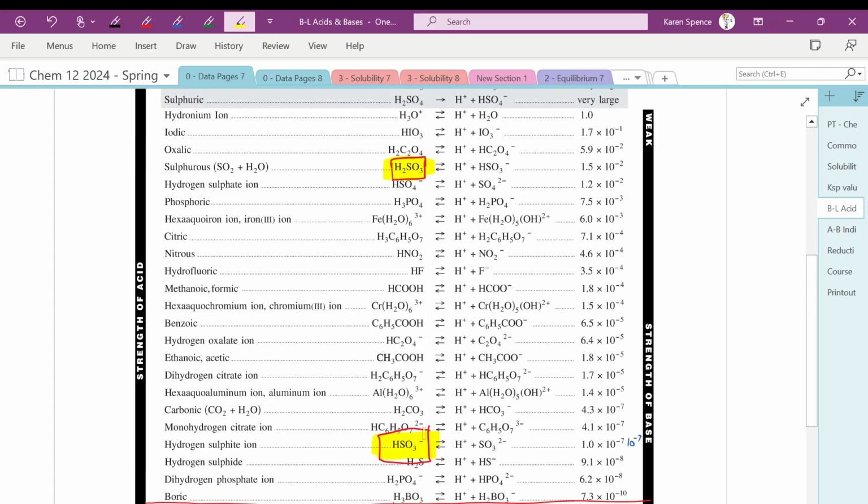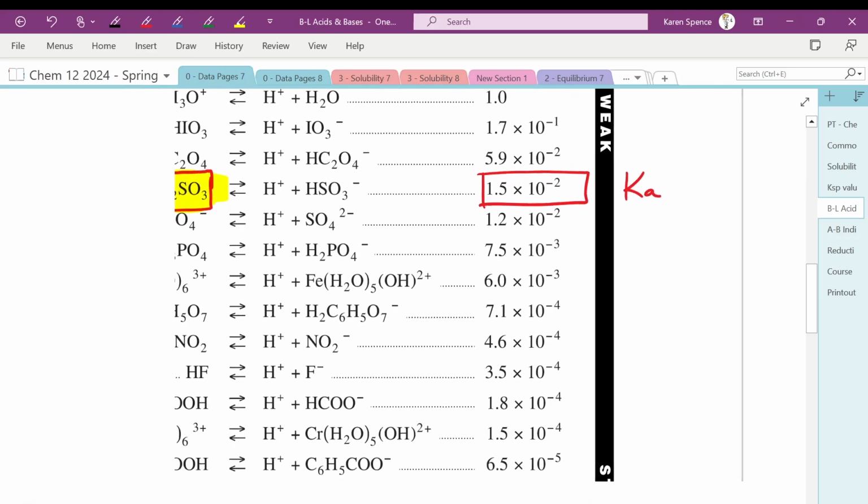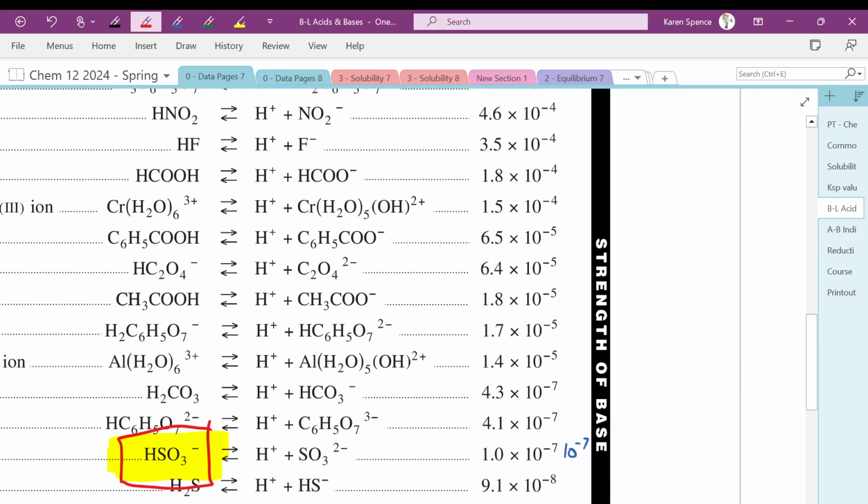What other information do we know about H2SO3 and HSO3 minus? H2SO3 is what compared with HSO3 minus? It is stronger because it's higher up on the table. Also, take a look at the Ka value. This is going to be good in terms of actually strengthening your argument. Yes? Ka, 1.5 times 10 to the minus 2. This one down here, 1 times 10 to the negative 7.